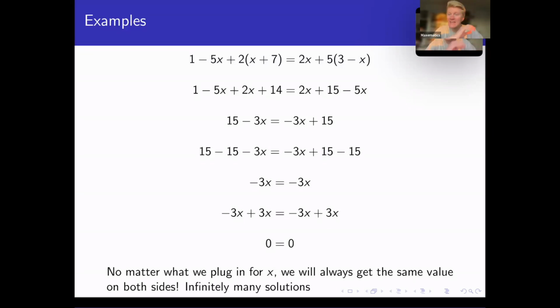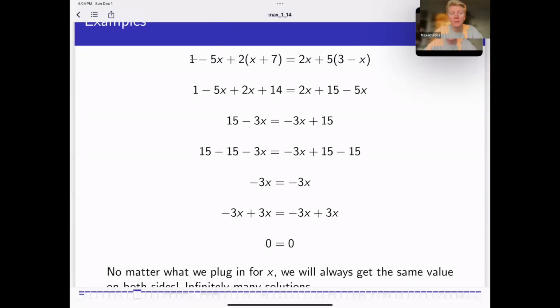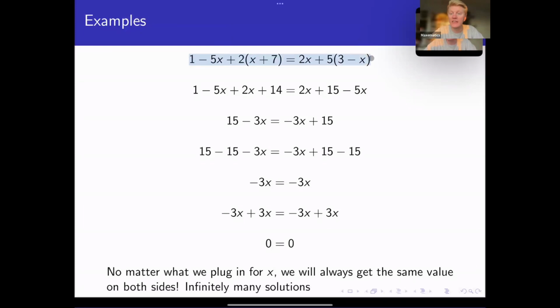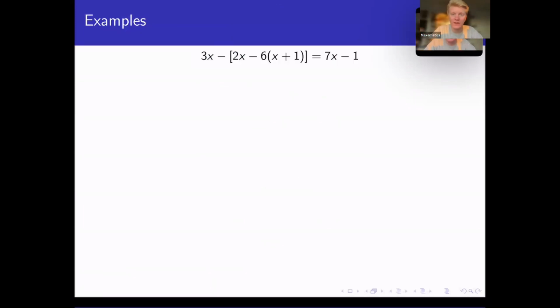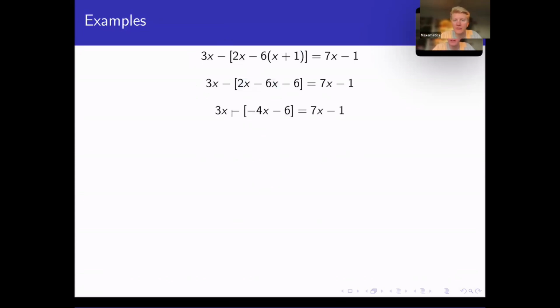Don't believe me? Take any x value you want, plug it into the original equation, and you will see both sides are always equal. Okay, another one. Again, lots of parentheses. Let's distribute -6. Let's combine like terms. Let's distribute this negative sign.